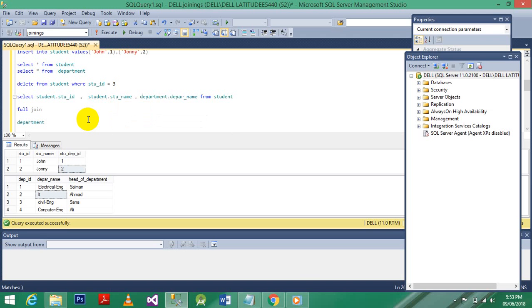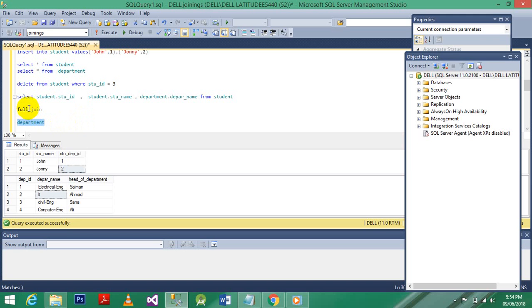After that, I want to show only a department name. From which table? The department table. So just write department and put a dot. Look, it shows the attribute. I use department. From which table? The student table. The first name that you put here is our left table, and the second name that you put here is our right table.